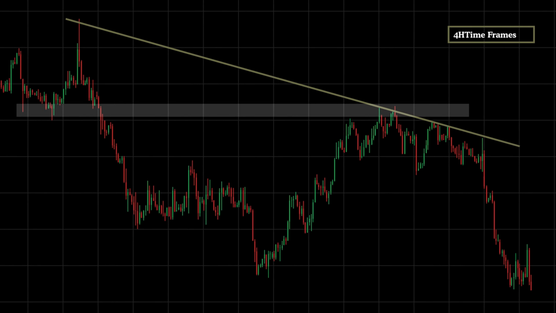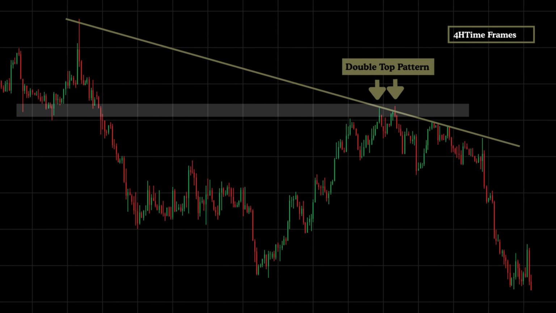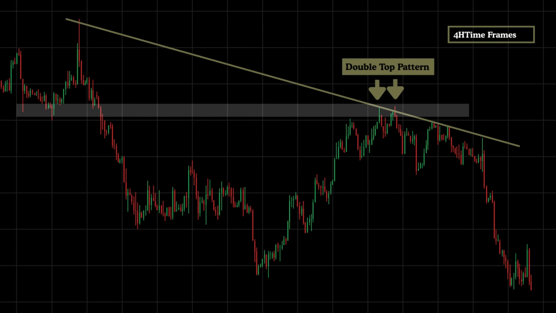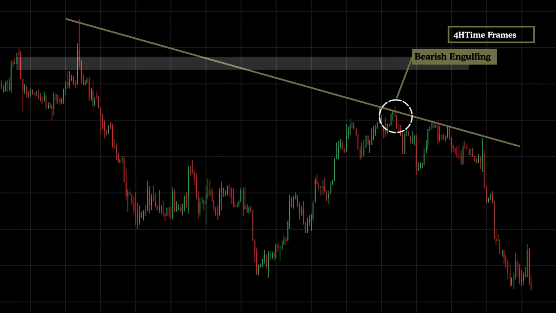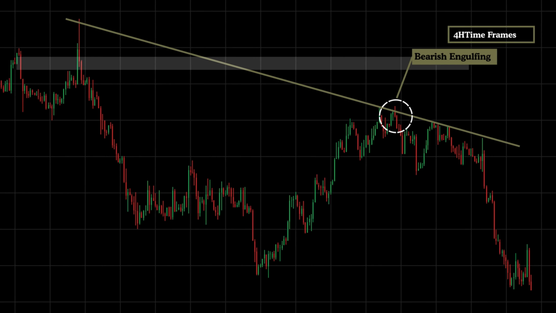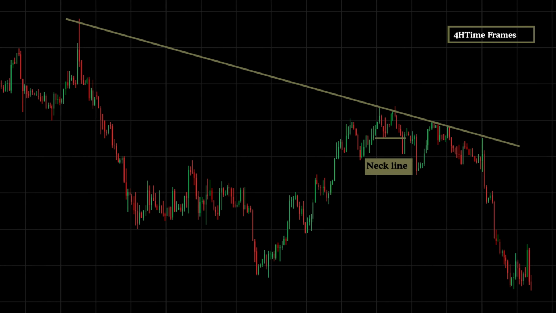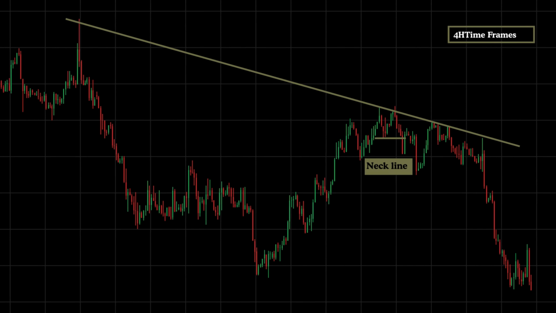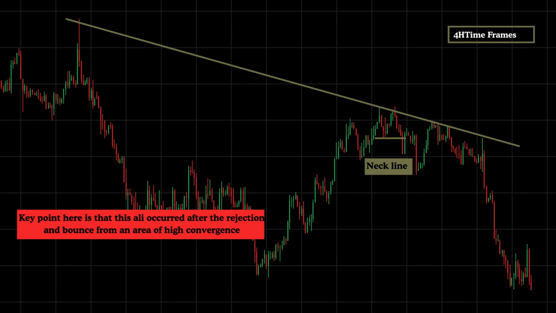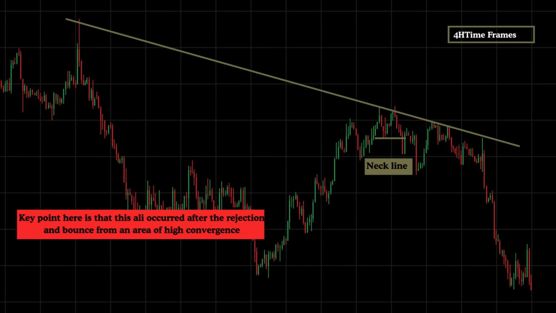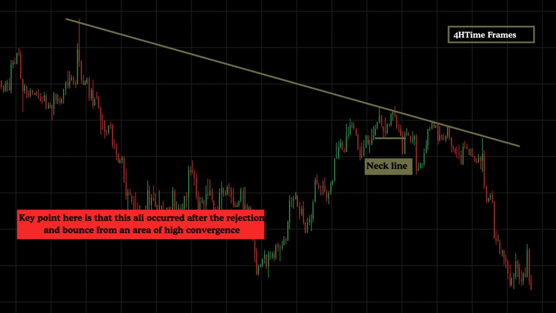Another option is noticing that once price reached this zone, it formed a double top, which is one of our favorite reversal chart patterns. An aggressive entry could have been taking a short trade immediately after the engulfing momentum candlestick, which was also the second touch of the double top. A more conservative entry would have been waiting for the double top to complete by breaking the neckline to the downside. Again, there are many possible entries, but the key point is that all of this happened after the rejection and bounce from an area of high convergence. Without that, it would have been nothing more than a simple break and retest.